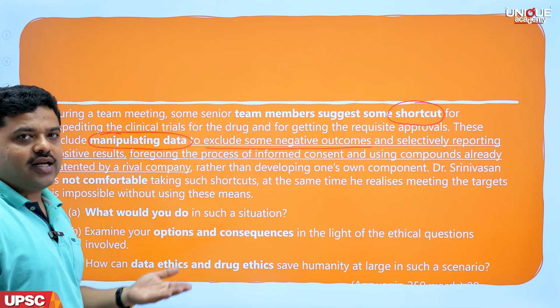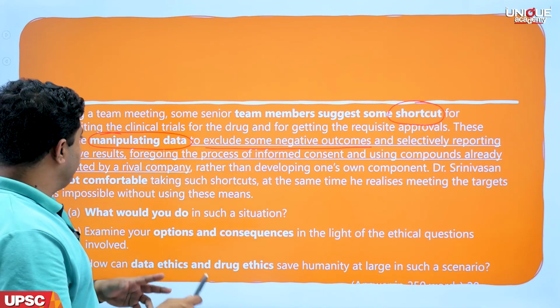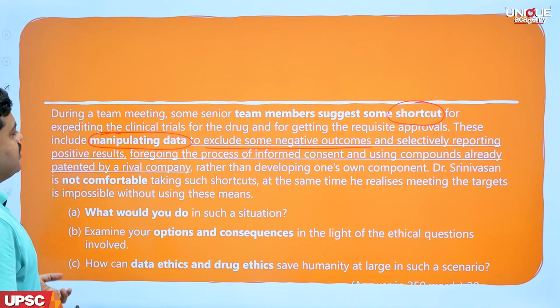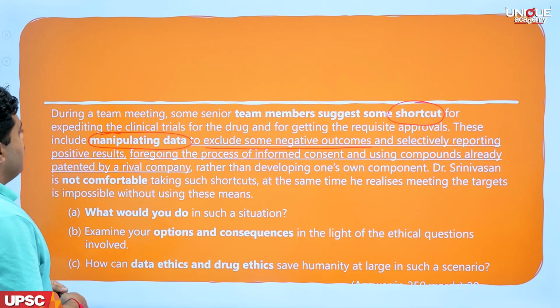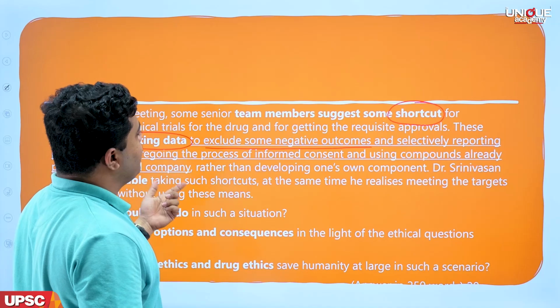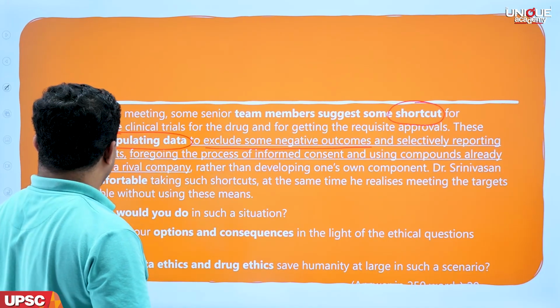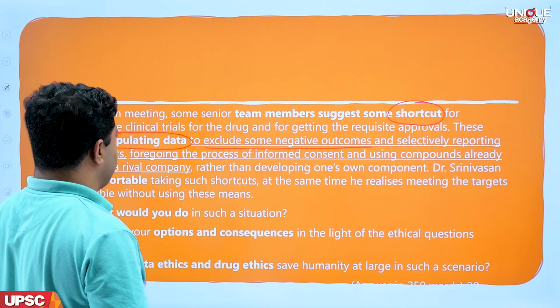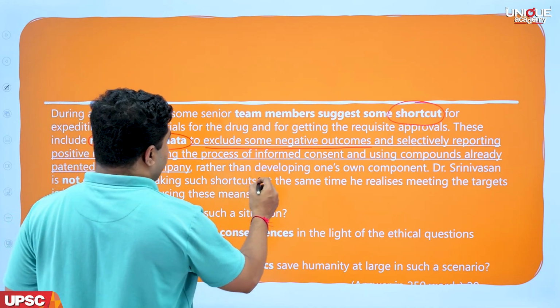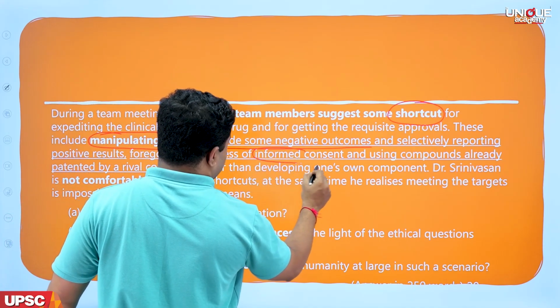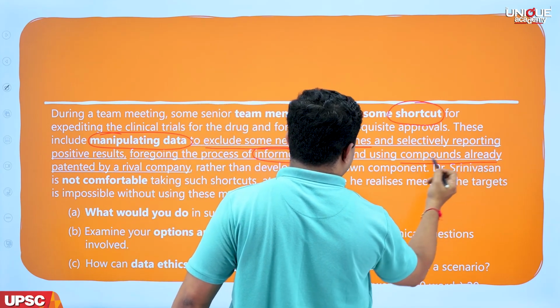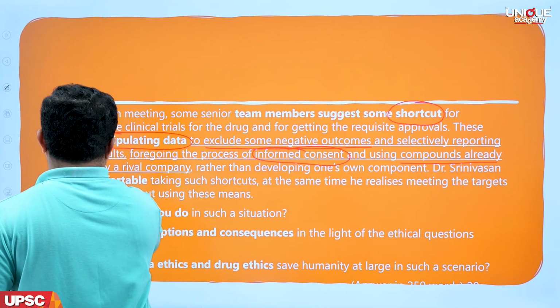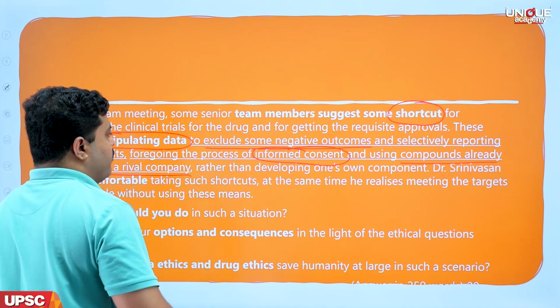सो ट्रायल में दोनों भी रिजल्ट आ रहे हैं, नेगेटिव एज वेल एज पॉजिटिव, बट सम टीम मेंबर सजेस्टिंग दैट वी शुड ओनली इंक्लूड पॉजिटिव आउटकम्स. फोरगोइंग द प्रोसेस ऑफ इन्फॉर्म्ड कंसेंट and using compounds already patented by rival company. So सिर्फ ये नहीं, informed consent नहीं लेना चाहिए और जो ऑलरेडी कंपाउंड यूज किया है राइवल कंपनी का उसको ही यूज करना चाहिए हमें, so that our drug approval will be faster.